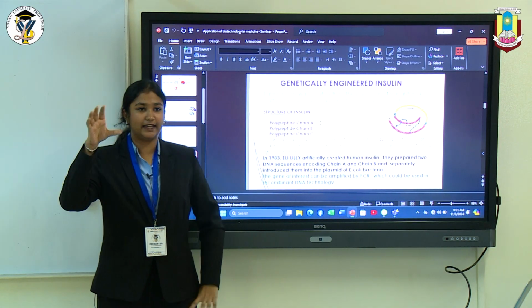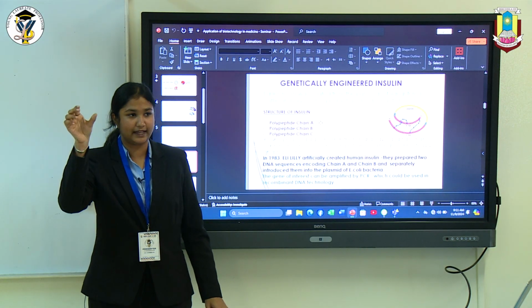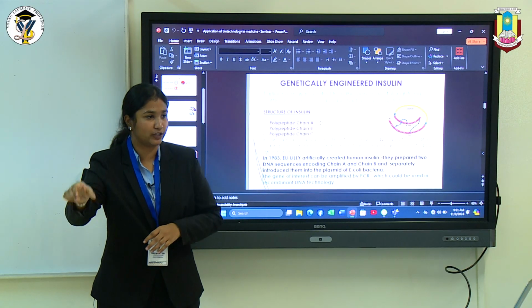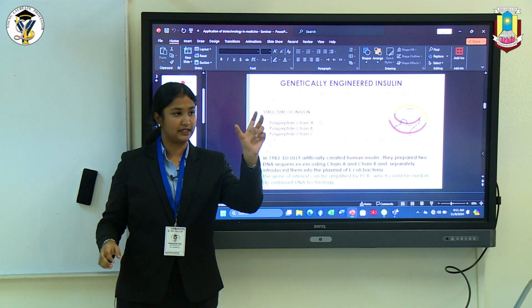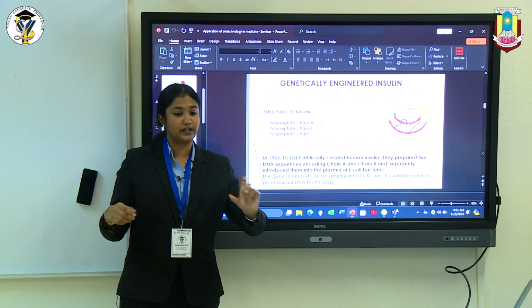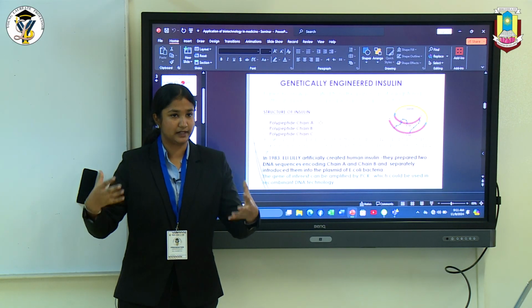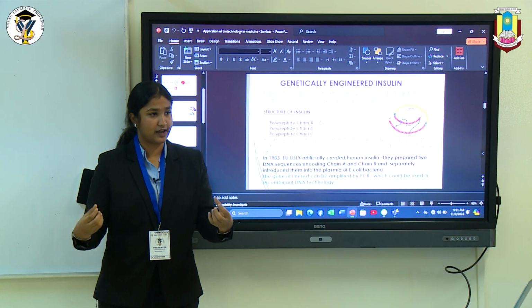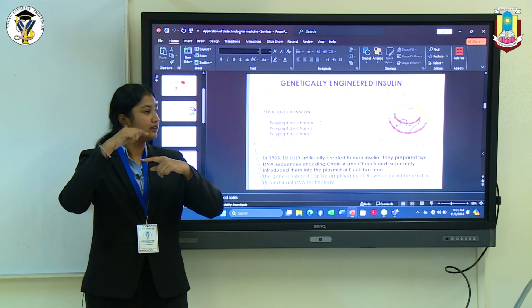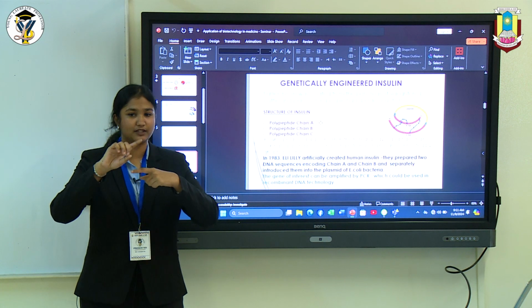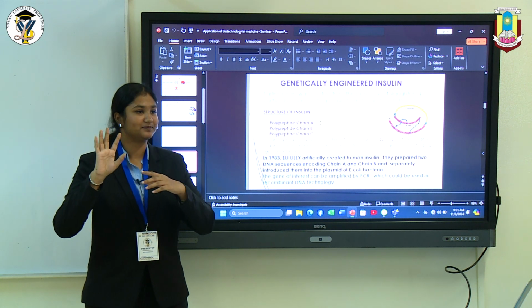This is the DNA sequence for chain A. They introduce it into the plasmid of E. coli bacteria. This is the DNA sequence that codes for chain B and they introduce it into the plasmid of E. coli bacteria. And this bacteria is allowed to multiply and these two chains are extracted and purified. And they are connected by creating disulfide bonds. And human insulin is formed, that is used by people to inject.